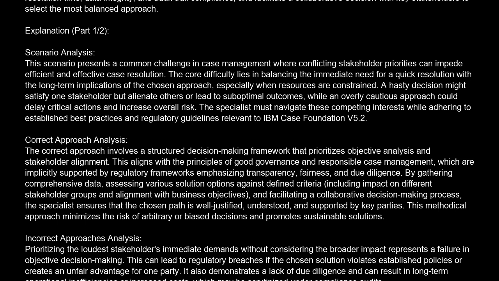3. Incorrect approaches analysis. Prioritizing the loudest stakeholders' immediate demands without considering the broader impact represents a failure in objective decision-making. This can lead to regulatory breaches if the chosen solution violates established policies or creates an unfair advantage for one party. It also demonstrates a lack of due diligence and can result in long-term operational inefficiencies or increased costs, which may be scrutinized under compliance audits.